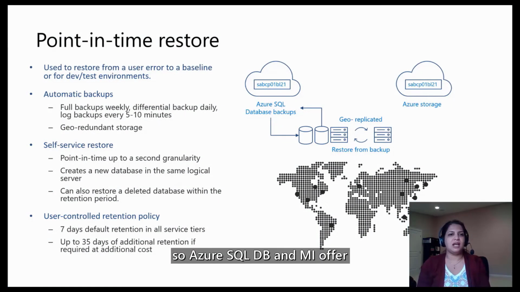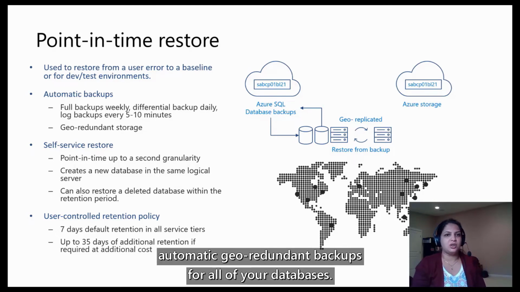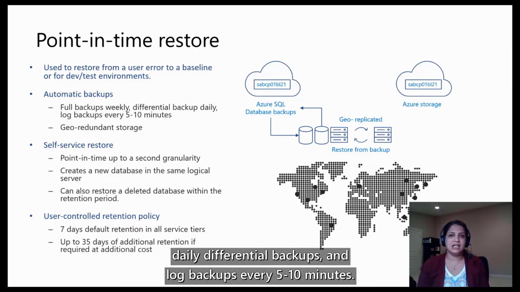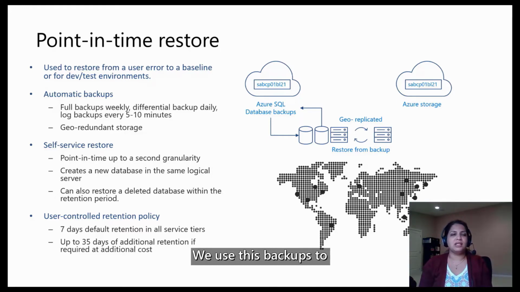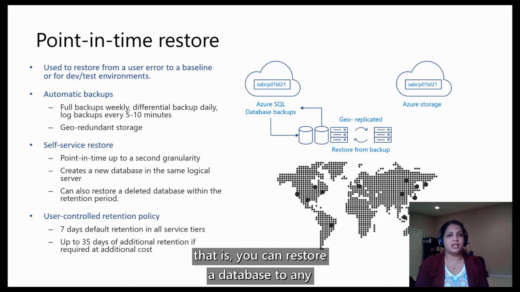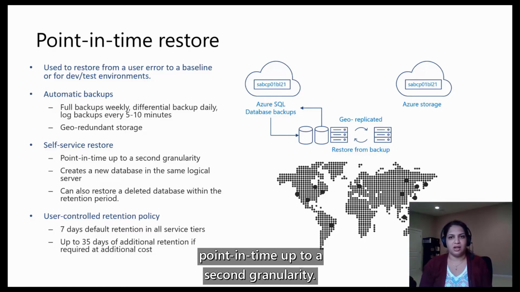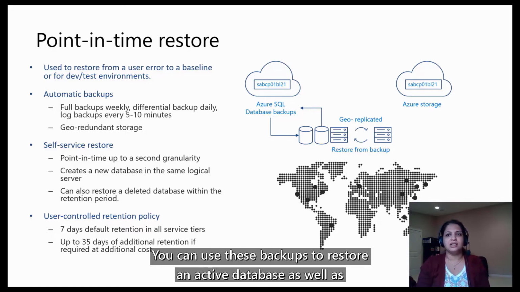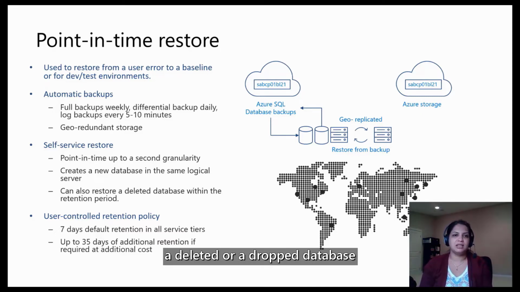So Azure SQL DB and MI offer automatic geo-redundant backups for all of your databases. We take weekly full backups, daily differential backups, and log backups every 5 to 10 minutes. We use these backups to provide point-in-time restore functionality. So that is, you can restore a database to any point in time up to a second granularity. And you can use these backups to restore an active database as well as a deleted or a dropped database if it is within its retention period.